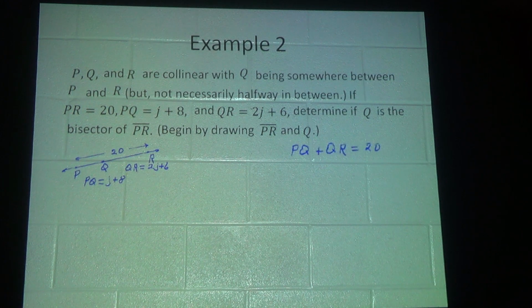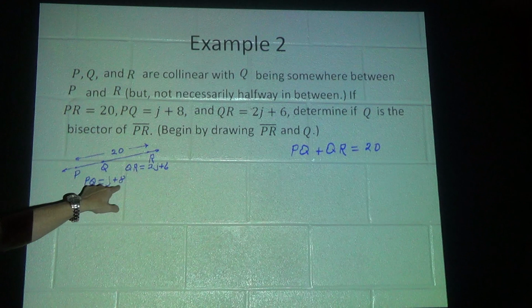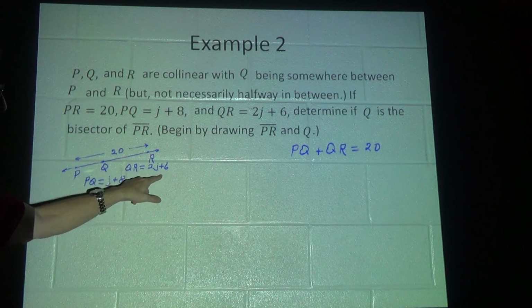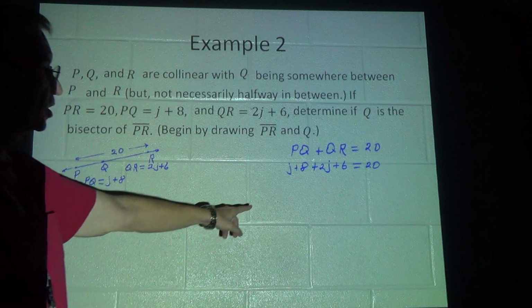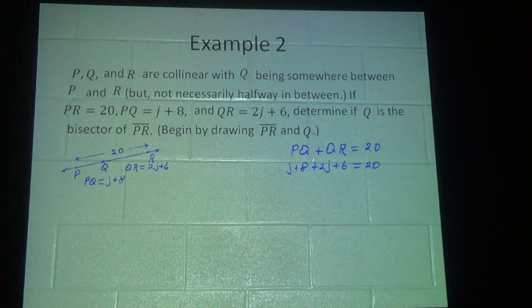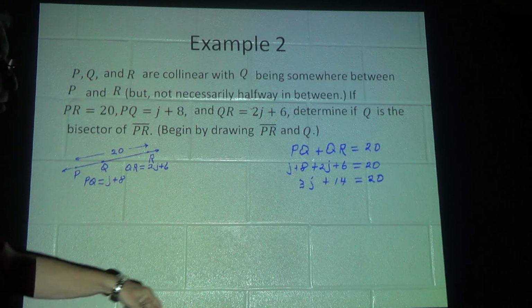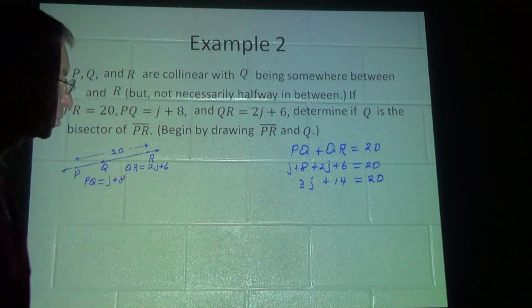Okay, so the first thing we're going to do is PQ plus QR equals 20, which is just saying that these two things equal 20. So we put in the algebraic expressions for those. We have J plus 8 plus 2J plus 6 equals 20. Combine like terms gives us 3J plus 14 equals 20.